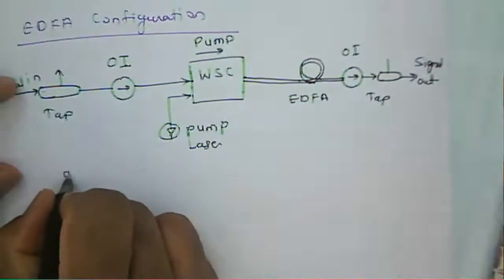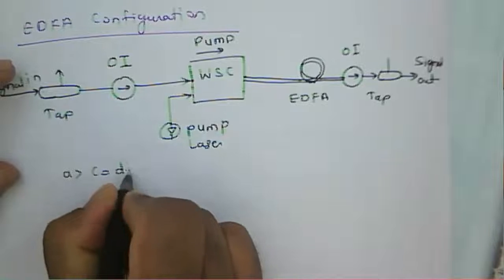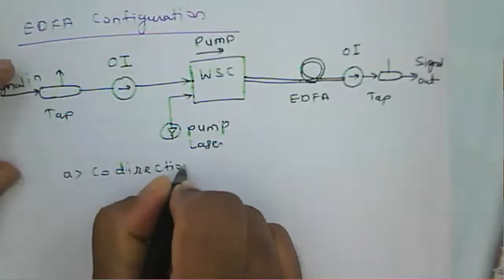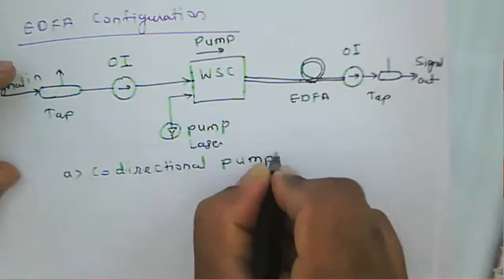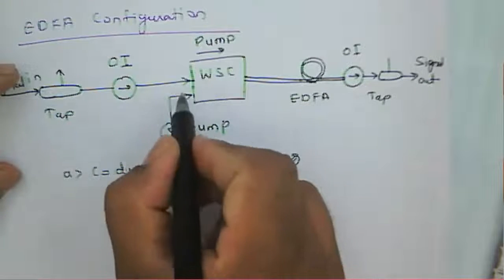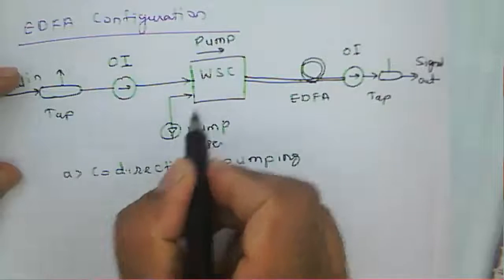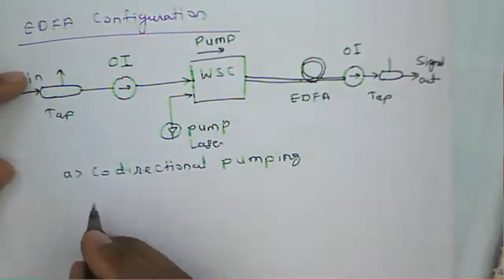We can say co-directional pumping means both the signal in as well as the pumping are in the same direction. So that's why it is called co-directional pumping.